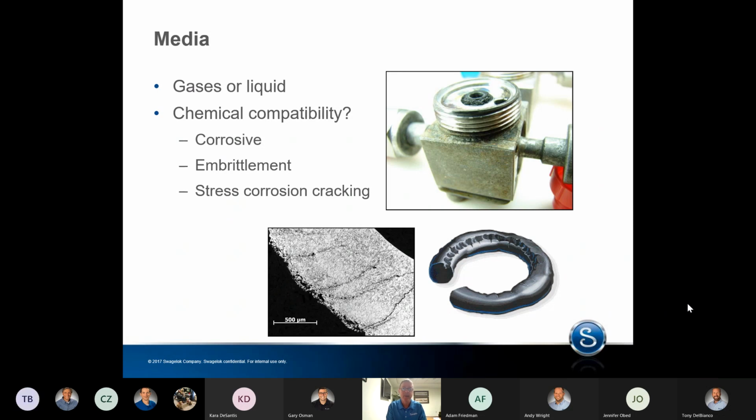Chemical compatibility is another important consideration. For example, embrittlement or stress corrosion cracking can occur if the wrong material is chosen for your media. There are a number of chemical compatibility charts available on the internet that can help you select chemically compatible components. Cole-Parmer and DuPont are two that I use often.